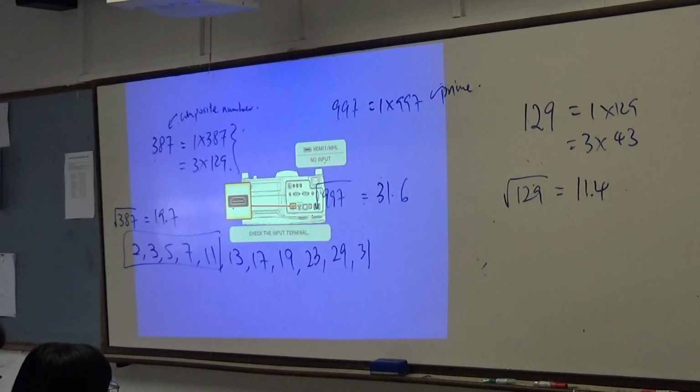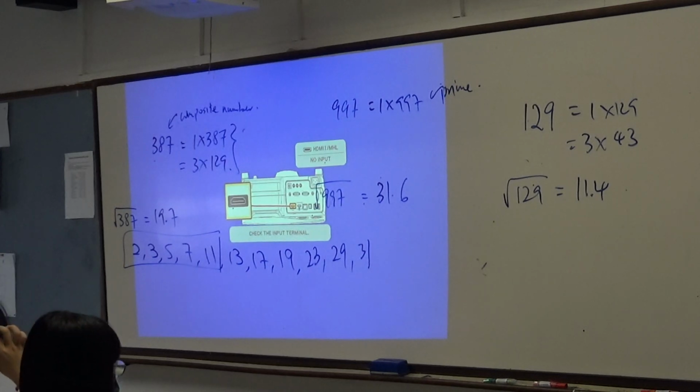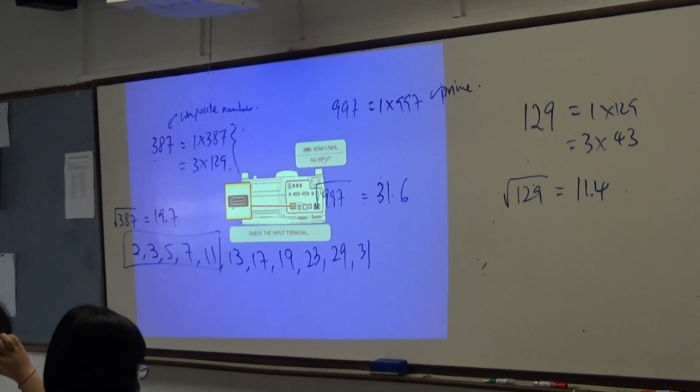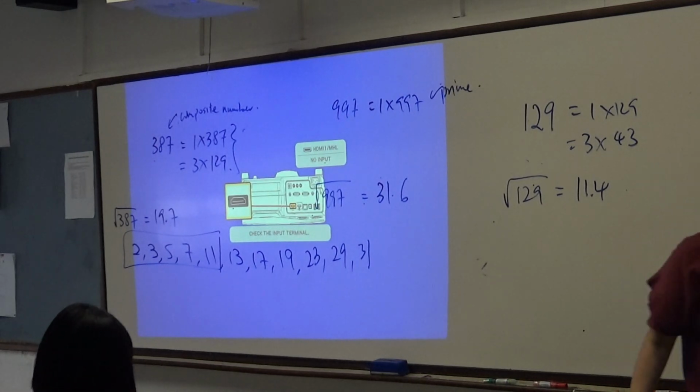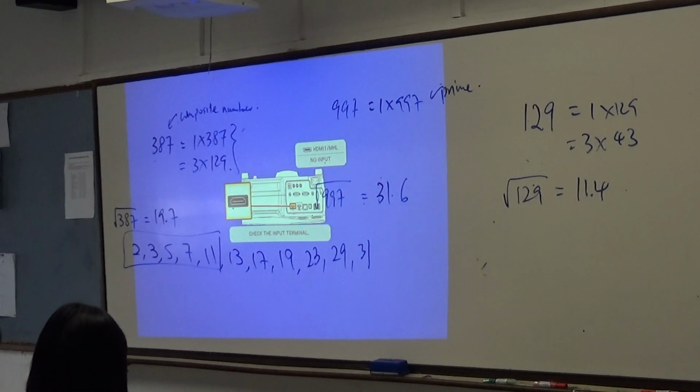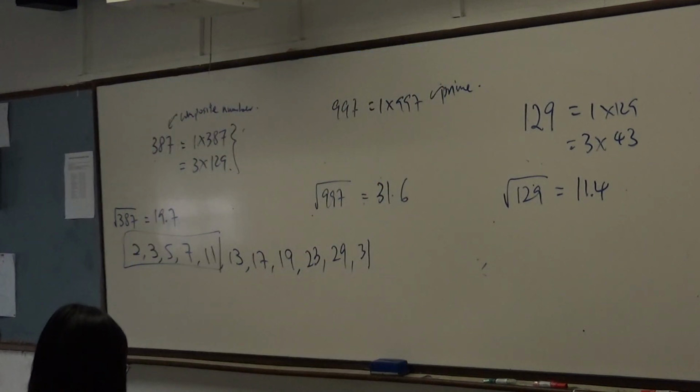Now, this is for your information. Can you all look at page 5? Look at example 1. They tell you that 387 is a composite number, whereas 997 is a prime number. Are we clear? Okay, good. Now, next. Can we look at work example 2 on page 6? I'll go through that.